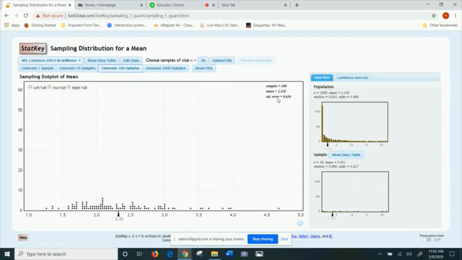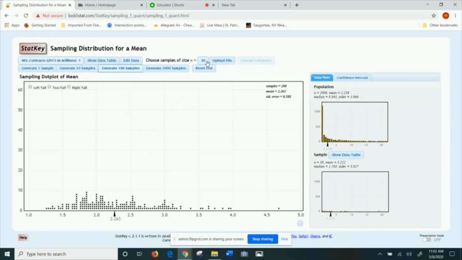The standard error, this is what we want to focus on here. Standard error here is the same as our standard deviation. So the standard deviation is 0.630. Let me just generate another 100 samples. And the mean is still about as close to the population mean. The standard deviation is 0.588. And we see here we have a bit of a mound shape.